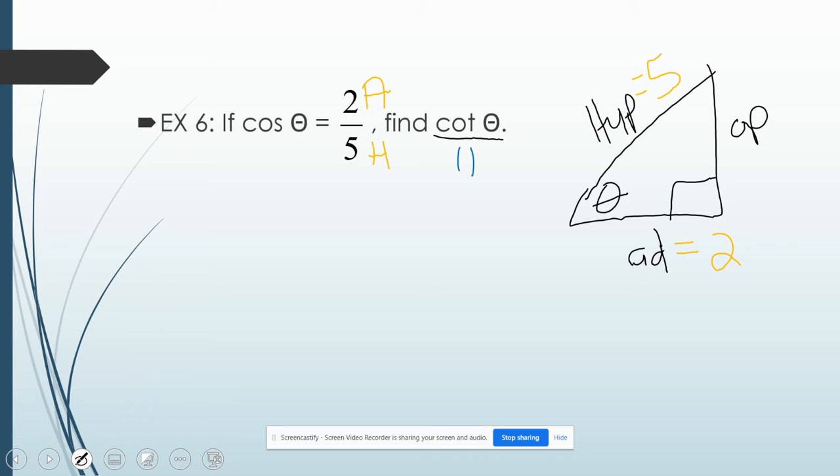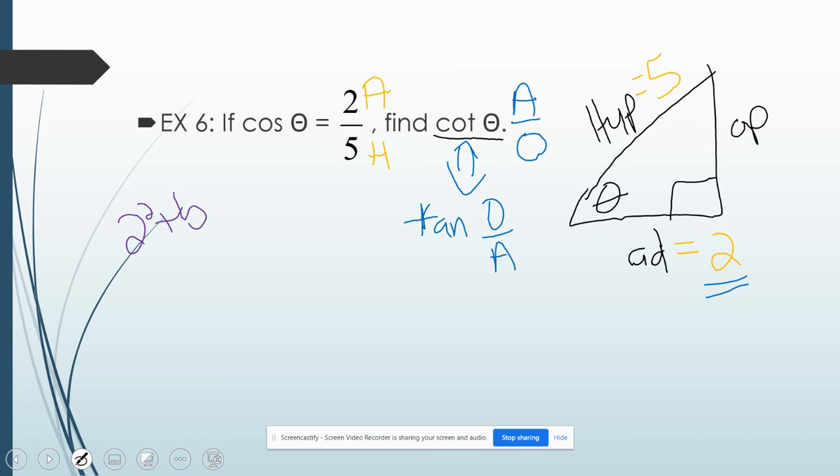Cotangent is the inverse of tangent. Tangent, TOA, means that cotangent is A over O. Well, we know A, but we do not know the opposite. So, Pythagorean theorem, we have 2 squared plus b squared is equal to 5 squared. And if you made your equation a squared plus 2 squared equals 5 squared, remember that's okay.